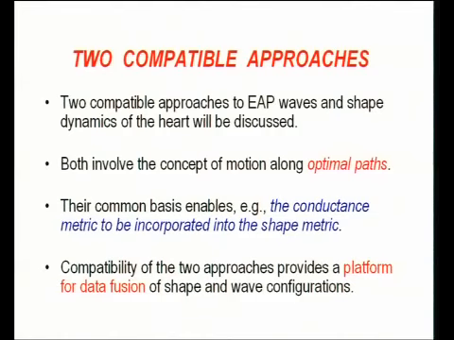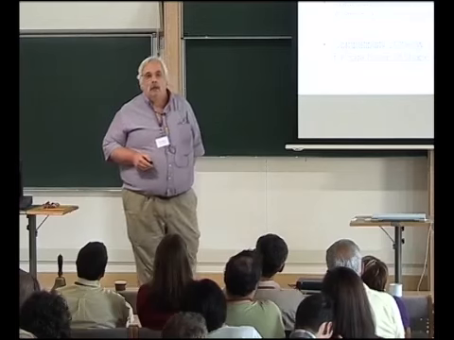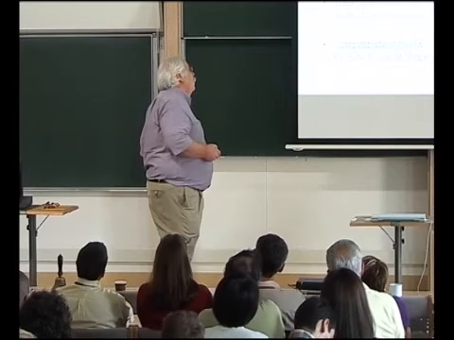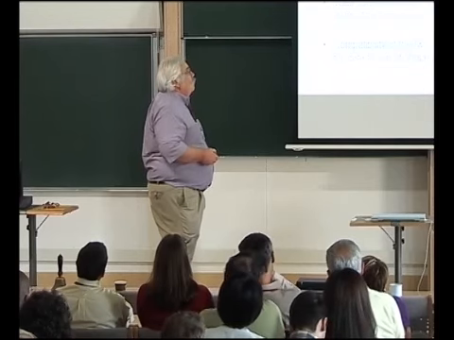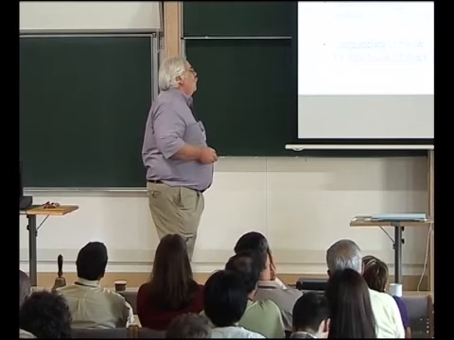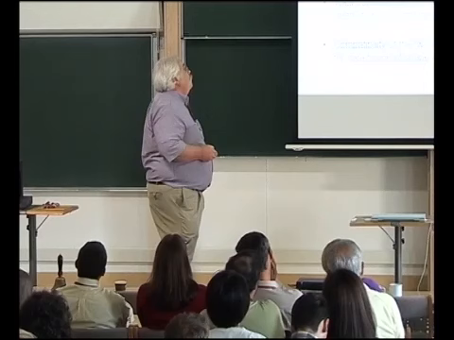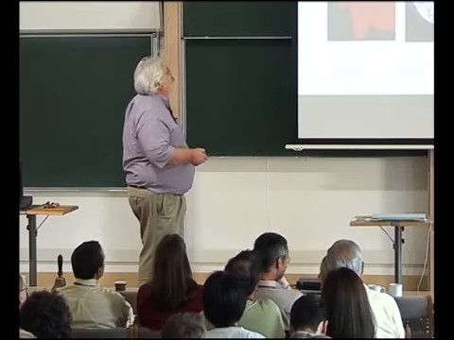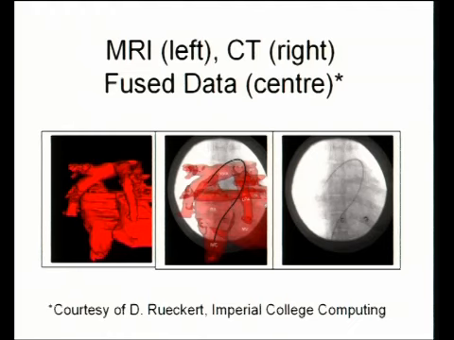So one common basis of the two types of problems, the wave propagation and the change of shape, is what Sasha already talked about: how the conductance metric allows itself to be incorporated into the shape metric. I think you'll see, I can point to it in the equations in a second. And so the compatibility of the two approaches provides a platform for data fusion of shape and wave configurations.